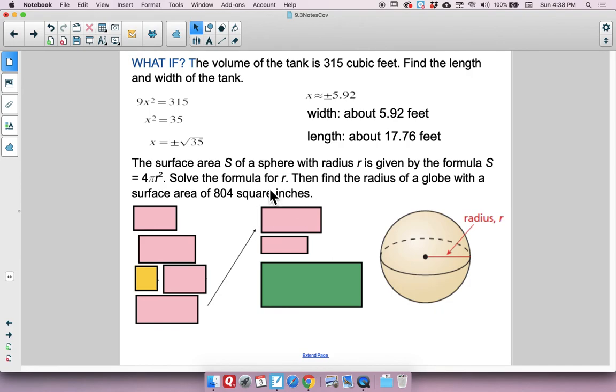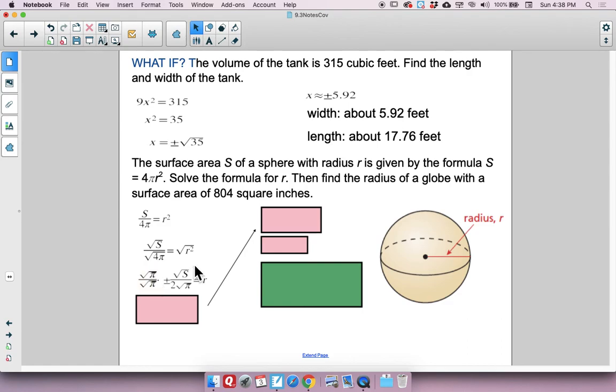So again, 2 parts. Let's do the solving for r first. From this formula, we'd obviously want to divide both sides by 4 pi. So we get s over 4 pi equals r squared. Yep, you're going to take the square root of both sides. On the right side, we would have r. On the left side, I can take the square root of 4, right? Remember, I can always split this into square root of 4, square root of pi. So square root of 4 becomes 2. So we have plus or minus square root of s, 2 over root pi.